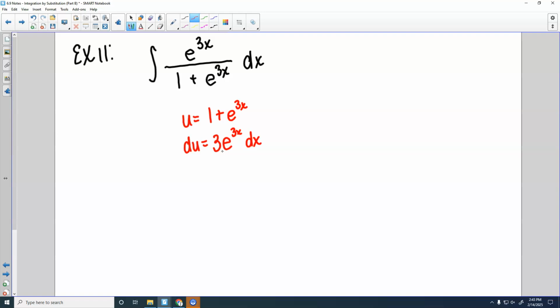So while you don't really have the e to the 3x with your dx, it is over here in the numerator, and you can kind of pull it over to the side. It will look like this: 1 over 1 plus e to the 3x times e to the 3x dx. And you're missing the 3, so you can multiply by 3 here, 1/3 out front.